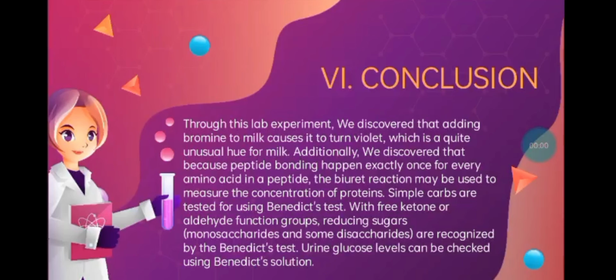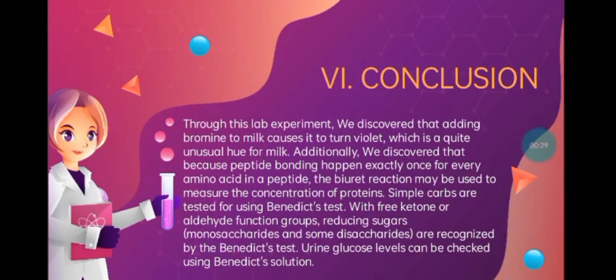And for our conclusion, through our lab experiment, we discovered that adding bromine to milk causes it to turn violet, which is a quite unusual hue for milk. Additionally, we discovered that because peptide bonding happens exactly once for every amino acid in a peptide, the Biuret reaction may be used to measure the concentration of proteins.